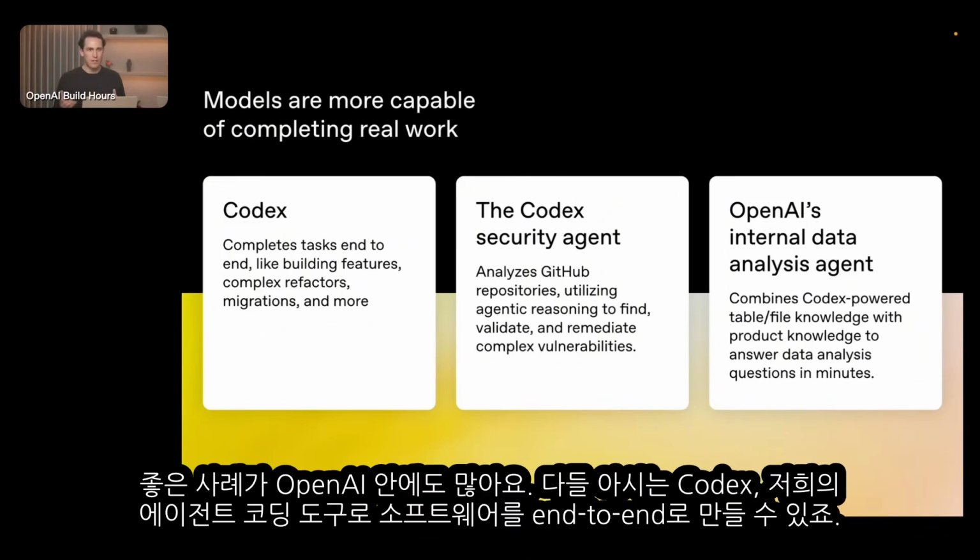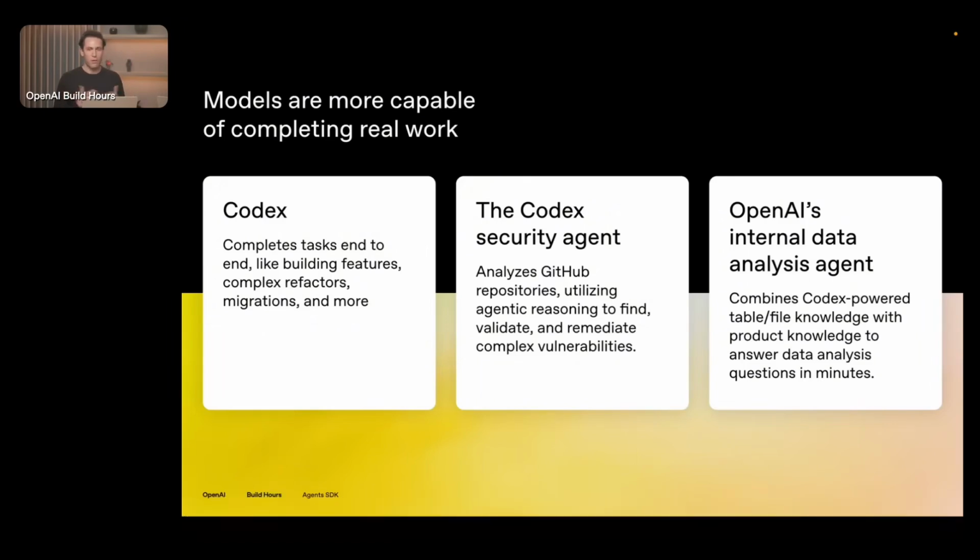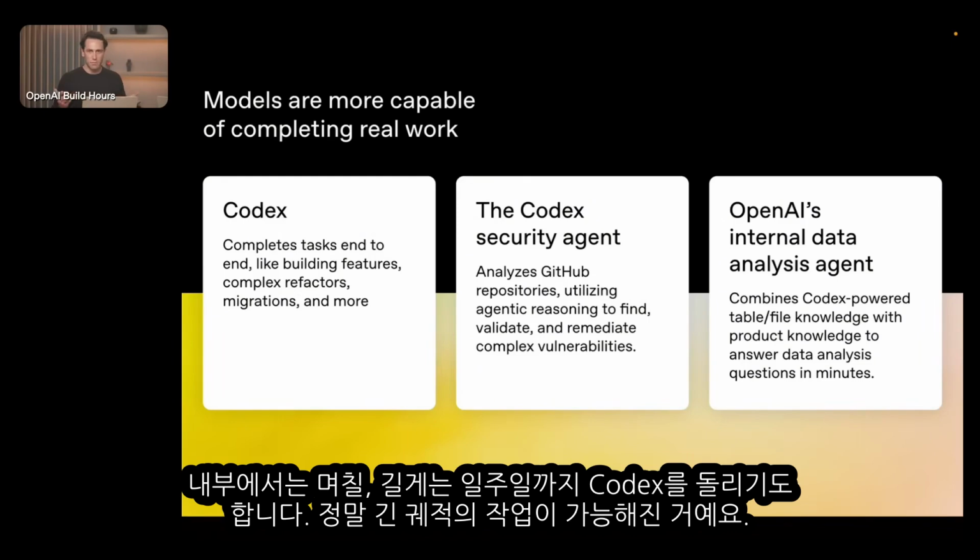There are a lot of great examples of this, even within our own products. Many of you know and love Codex, our agentic coding tool that you can use to build software and do tasks from end to end. You've probably seen it run for maybe minutes or up to an hour. If you've used the goal feature, maybe you've seen it run for much longer than this. Internally, folks have gotten Codex to run for days up to a week on tasks. So these models are really able to do things over really long trajectories, which is really cool.